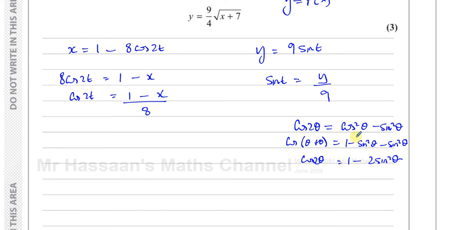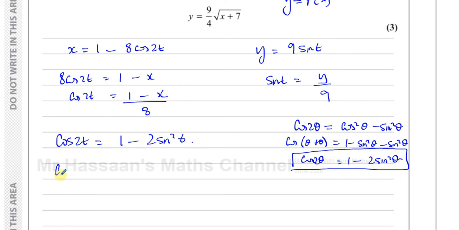You can also make it, if you want to, 1 minus cosine squared theta, and you'll end up with 2 cosine squared theta minus 1. But here, this is the one that we're going to be looking for. This is the one that will help us. So what I'm going to do now is set this up. So cosine 2t, I'll do it in terms of t, is equal to 1 minus 2 sine squared t.